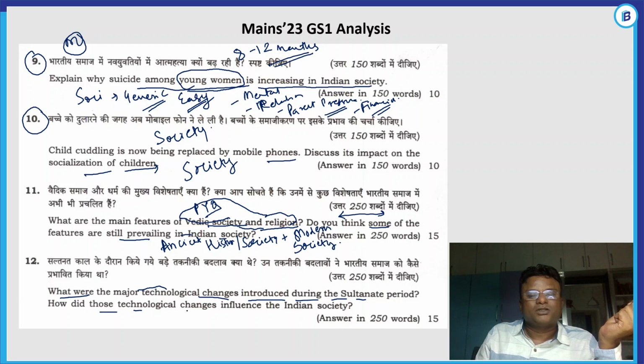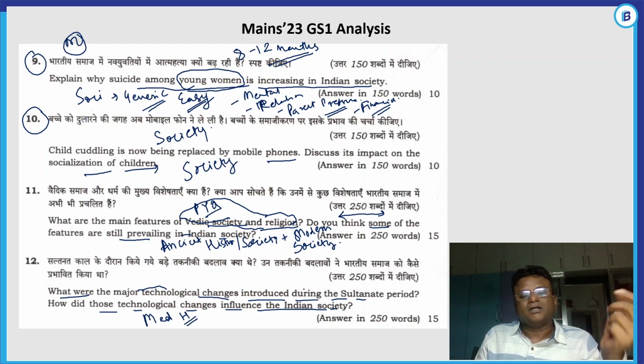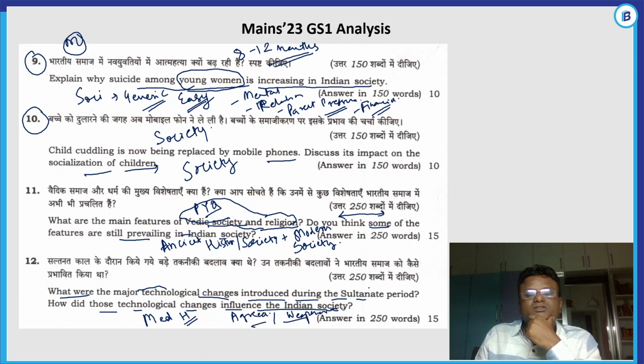12. Now, what were the major technological changes introduced during the Sultanate period? How did those technological changes influence the Indian society? Now, this is medieval history, right? Again, it is medieval history because it is the Sultanate period. Agriculture and weaponry are the two main areas where a lot of changes happened. If you have read the Sultanate period and the society at that time, you should be able to answer that.